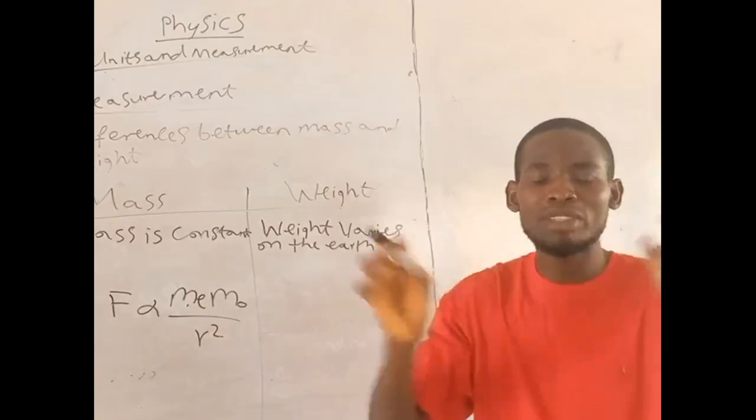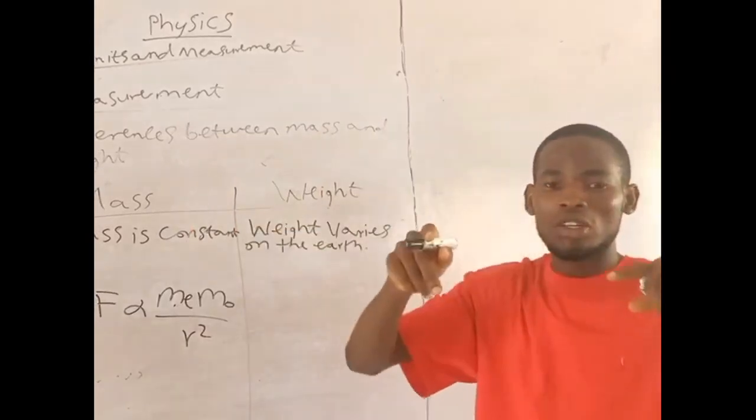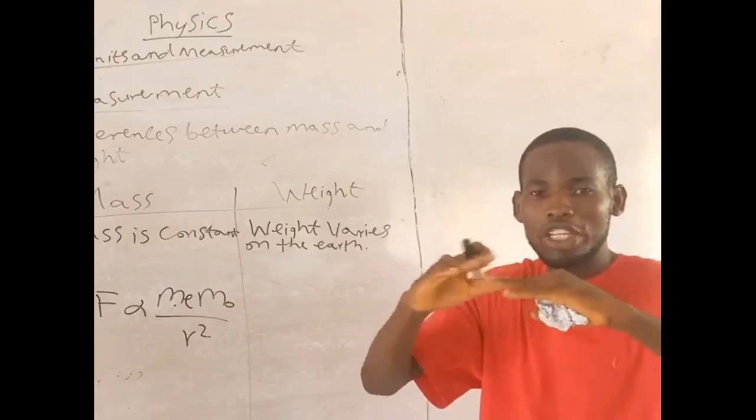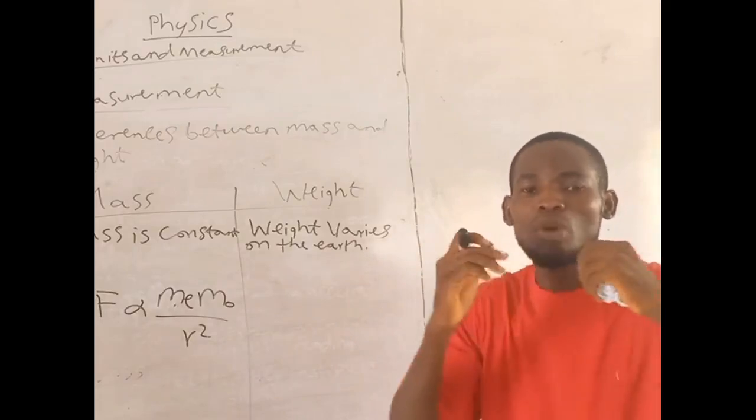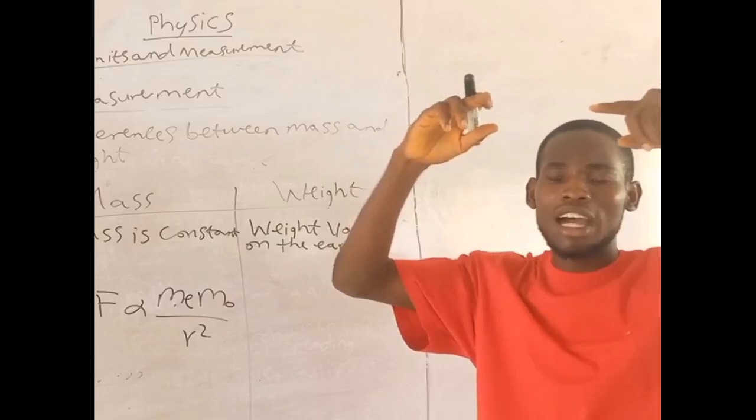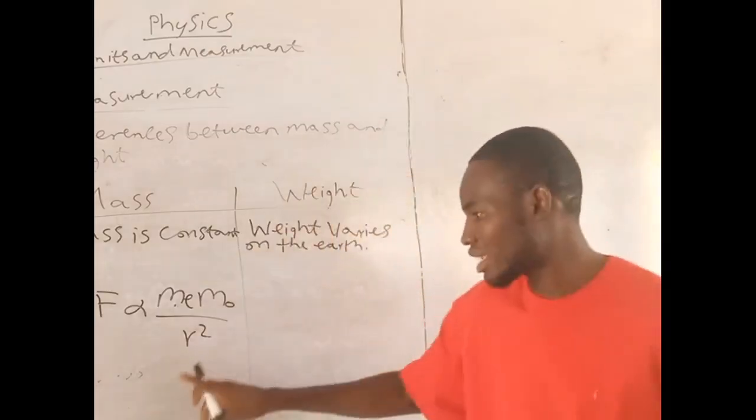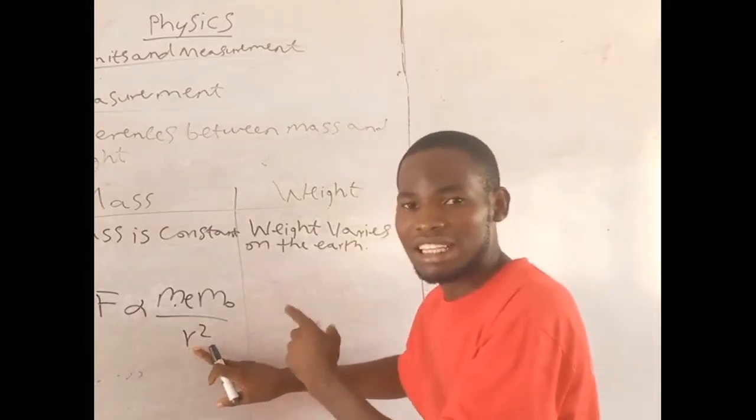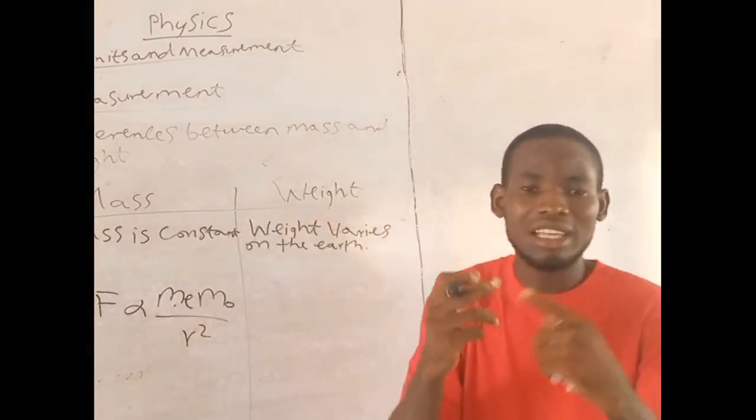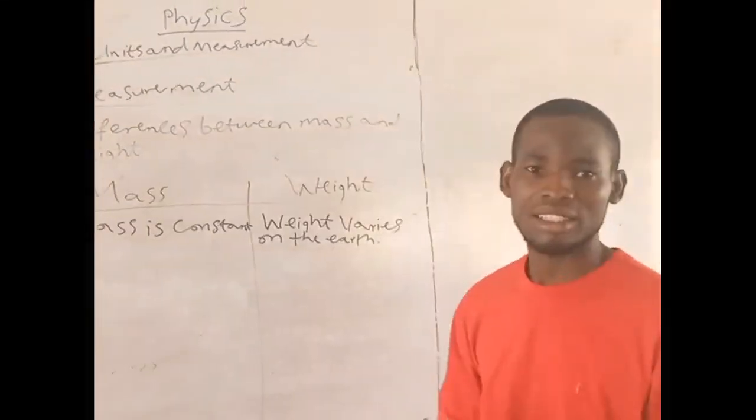Now, the Earth is not perfectly spherical. At the equator, the surface is close to the core of the Earth, therefore it has its own amount of force or acceleration acting on it. But at the pole of the Earth, the distance between the pole and the core of the Earth is large. As the radius, or the distance between the object and the Earth's center, increases, the force decreases. That's why the weight always differs.